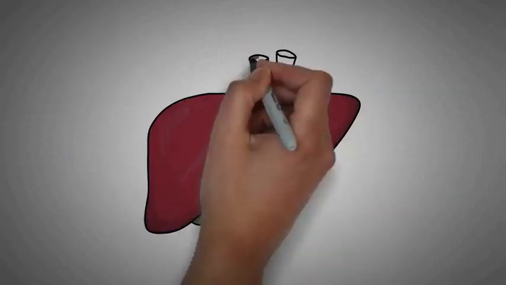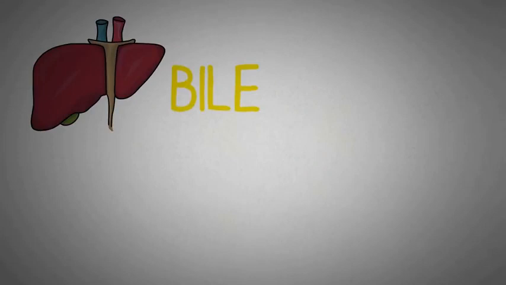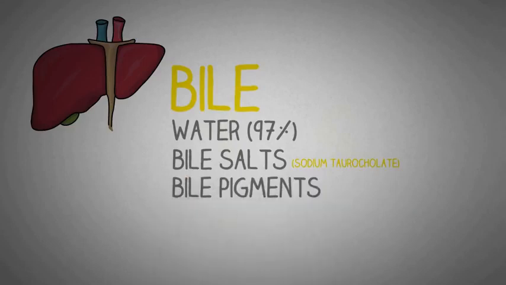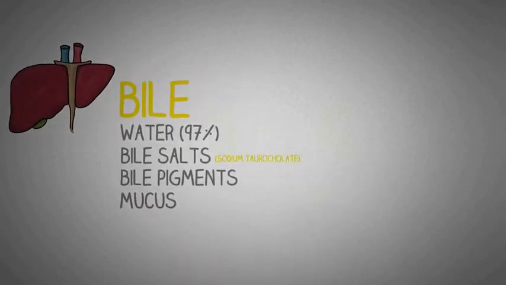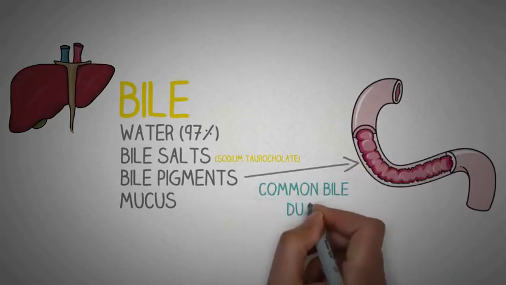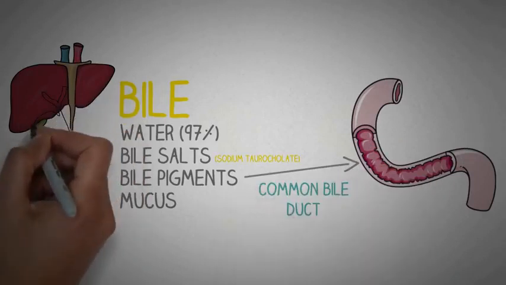The liver, which is a vital organ of the digestive system, produces bile, which consists of water 97%, bile salts, bile pigments, and mucus. These secretions are delivered to the duodenum via the common bile duct. The gallbladder is used to store bile and concentrate it.